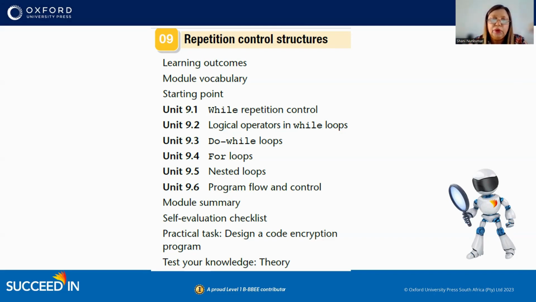In Unit 9.4, we look at the for loop, which is an unconditional loop, which is executed a fixed number of times. And we look at how this loop differs from the while loop. We look at what the outcome is when a semicolon is placed at the end of the for loop declaration.